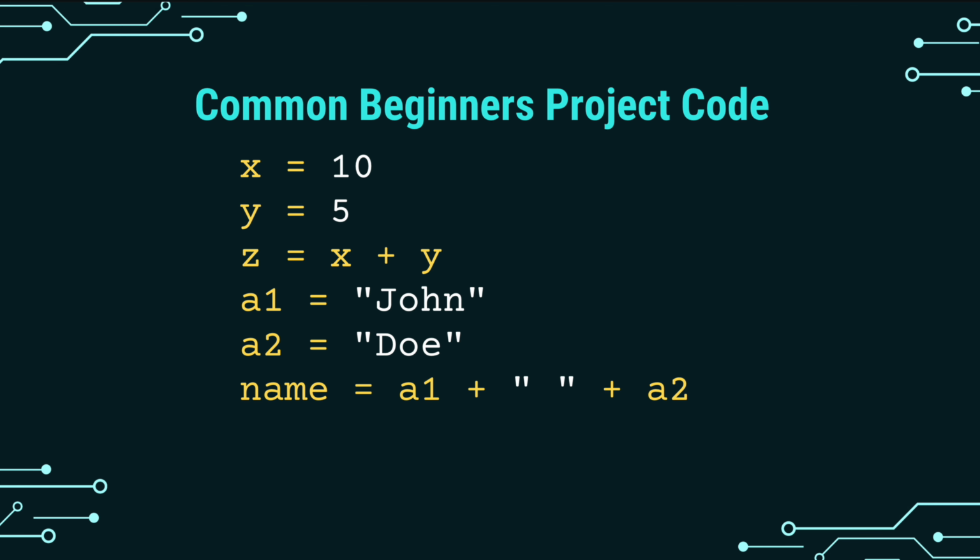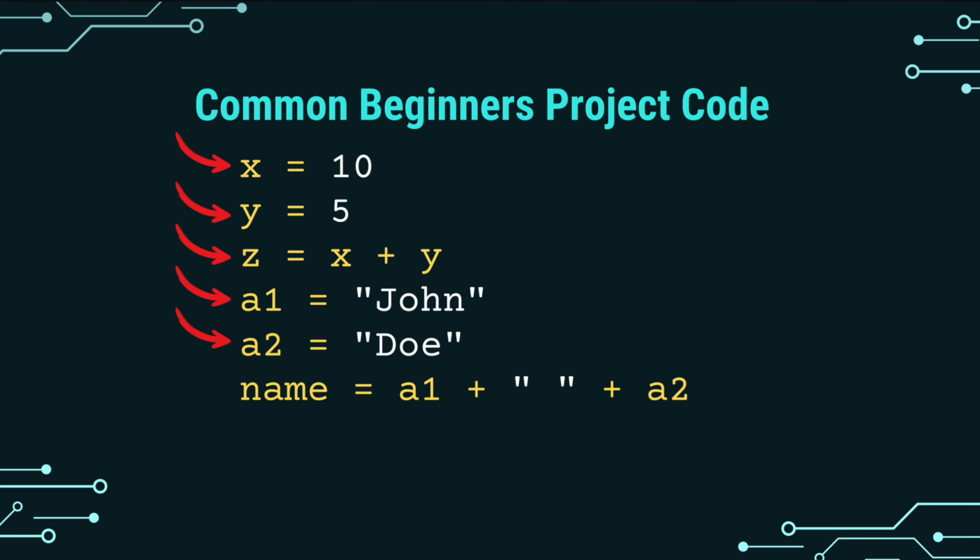Let's start by looking at a piece of code that is very common for beginners. We see things like x equals 10, y equals 5, and z equals x plus y. For names, we might see A1 equals John and A2 equals Doe. While this code works perfectly fine, it's not very clear. What do x, y, and z represent? Are they prices, counts, or coordinates? Without more context, we have no idea. This style is often carried over from mathematics, but in programming, clarity is far more important than brevity.